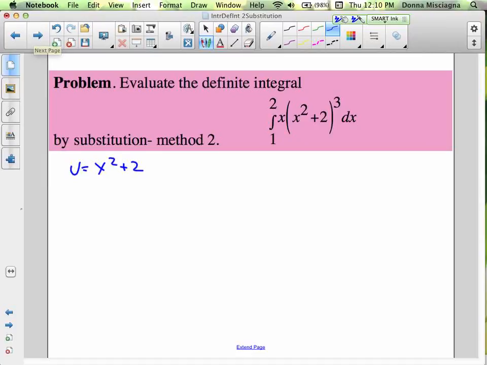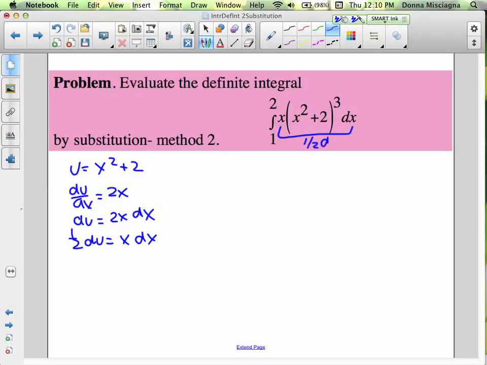All right, so our derivative du dx is going to be 2x. We don't have the 2 there, so we'll divide by 2. So du is 2x dx, and then we divide both sides by 2. So 1/2 du will replace x dx. So this here is the 1/2 du. This part here is the u. The only thing that's going to stay is the 3.